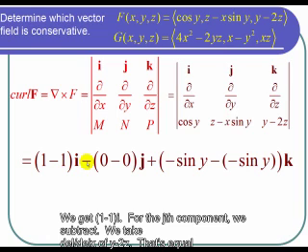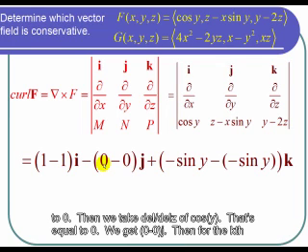For the jth component, we subtract, then we take del over del x of y minus 2z, and that's equal to 0. And then we take del over del z of cosine of y, and that's equal to 0. So we get 0 minus 0, j.